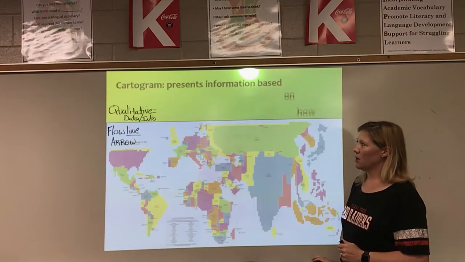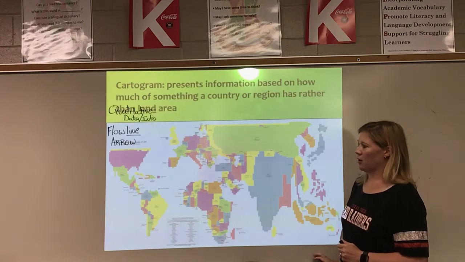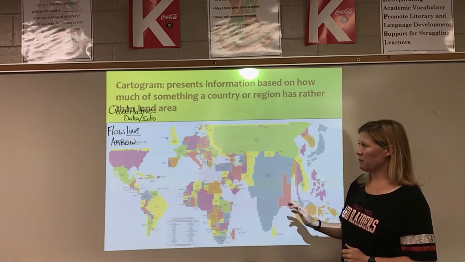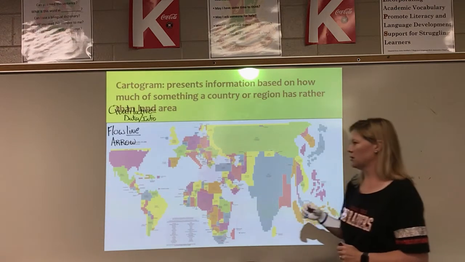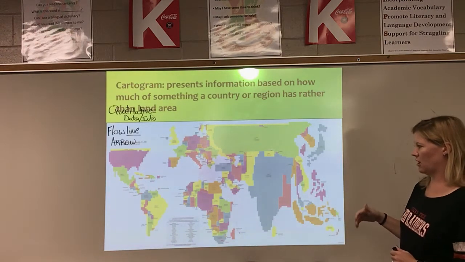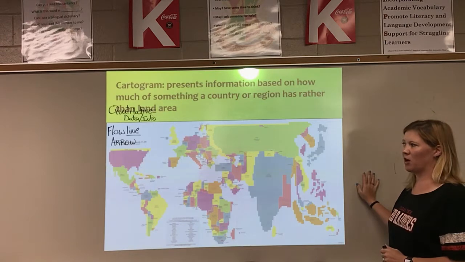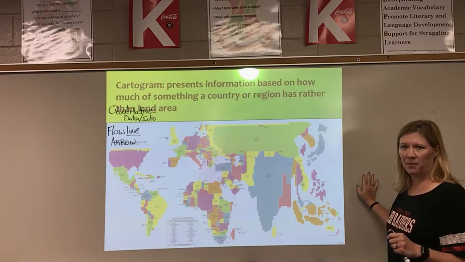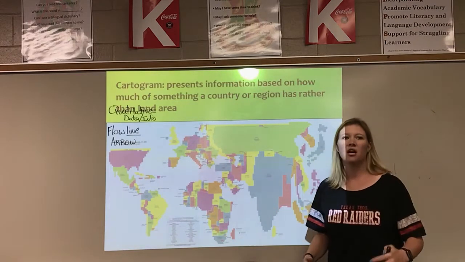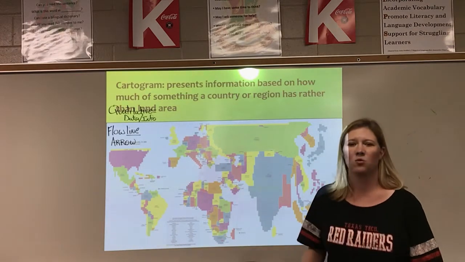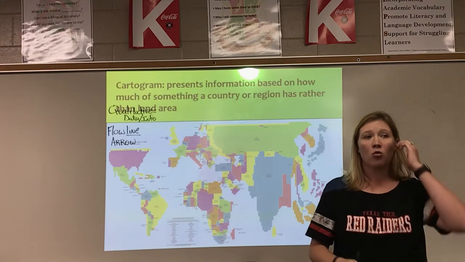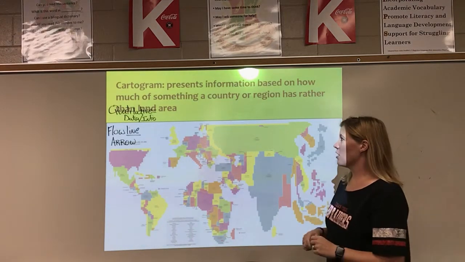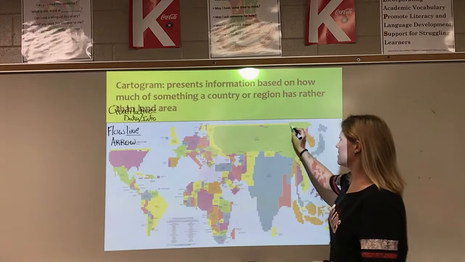This is a cartogram. All right, so this is a map of the world. You look at this map of the world and you're like, okay. So this is showing you the map of the countries. Their size is based on their population. What is the biggest country in the world size-wise? It's Russia. Russia is the largest country in the world size-wise. However, on this map, it's not very big.